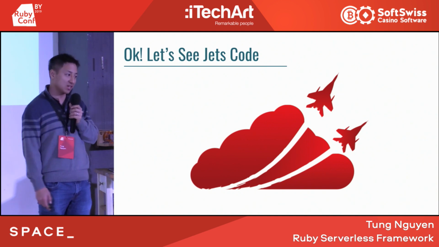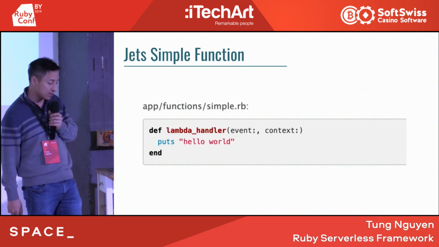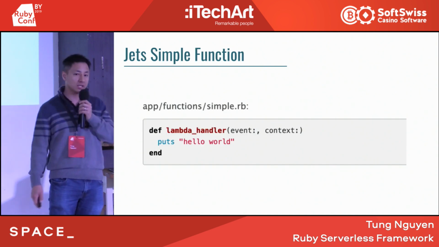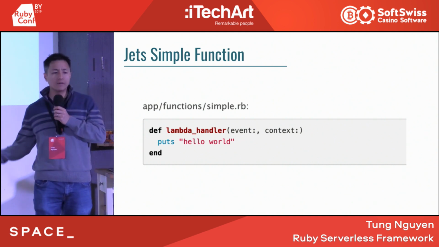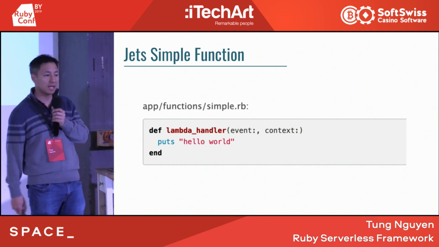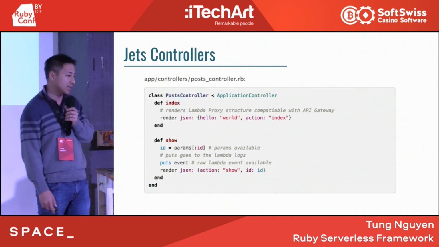So let's actually see some Jets code now and see what that's all about and everything, because I haven't shown you anything yet. So there's a Jets simple function. This looks just like the Lambda console that I showed you earlier. But really, there's actually not a lot of value here. It's just a regular Lambda function. There's actually a lot of higher level concepts in Jets that makes it a lot easier.